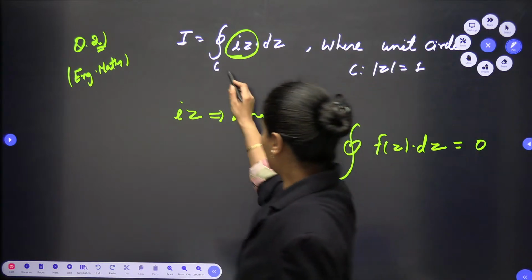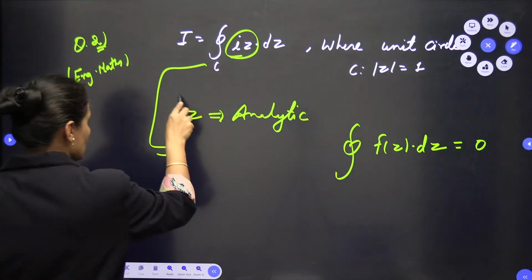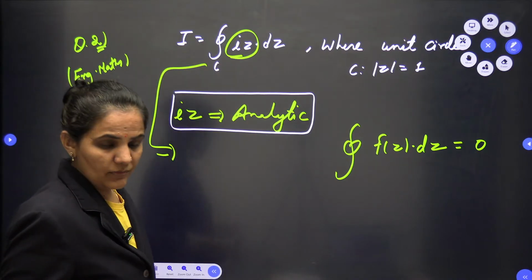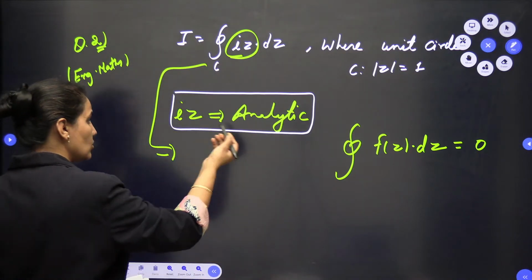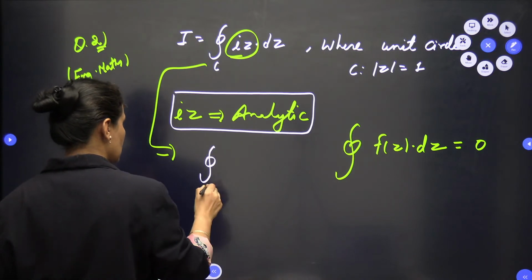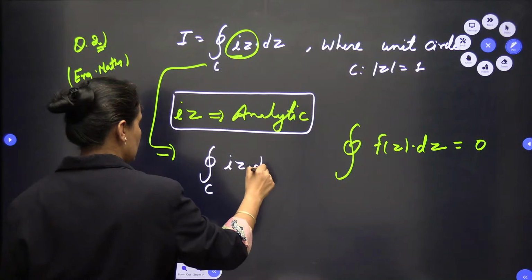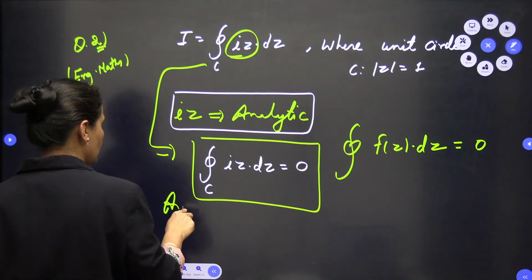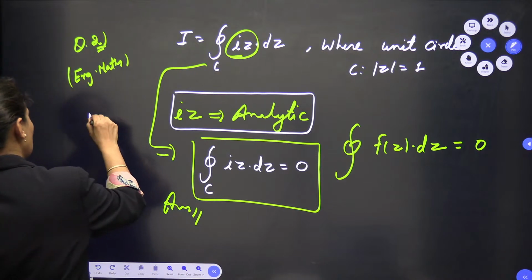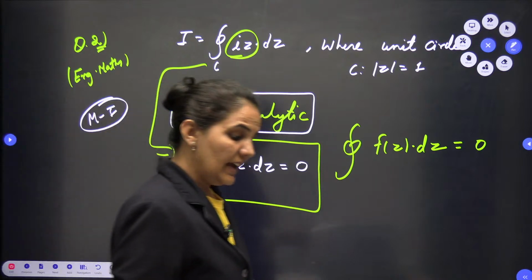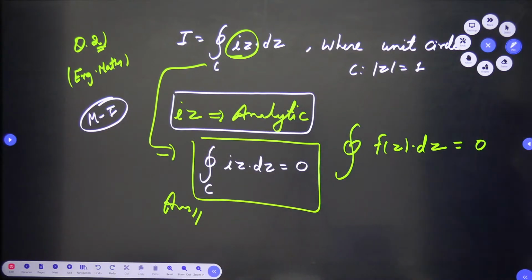So I can write directly that since iota z is analytic everywhere for this given function, there is no singularity, so directly you can write down the result: the integration over this closed curve of iz dz equals 0. This is method number 1. If you want to solve it, then it is also possible to solve the question. It depends on the students; although it's not required since the function is analytic and we can see directly.